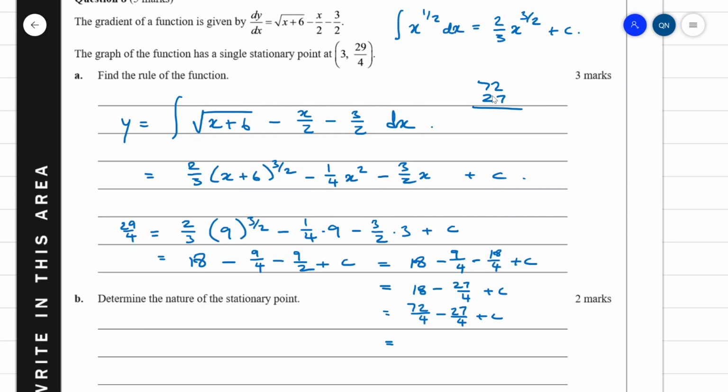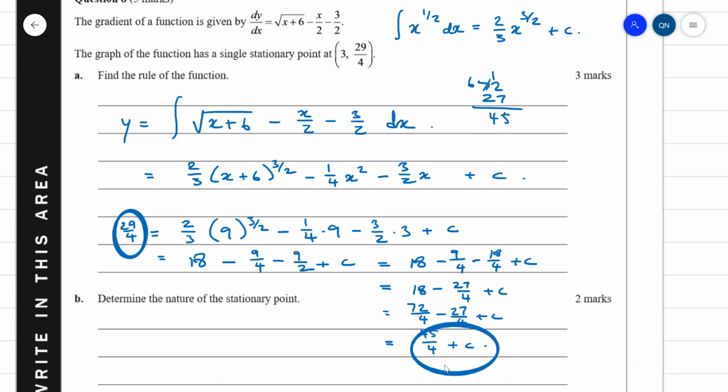Doesn't it work like this? You subtract 1, you bring it over, something like that. Haven't done this in years. And then 6 minus 2 is 4, probably. So 45. This is 45 divided by 4, plus c. So what do we want? We want 29 on 4 to be equal to 45 on 4, plus c.